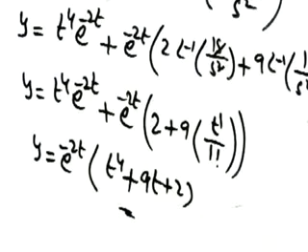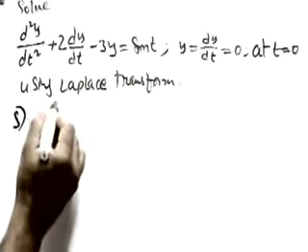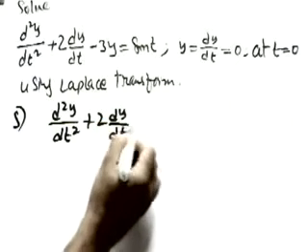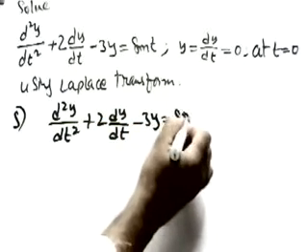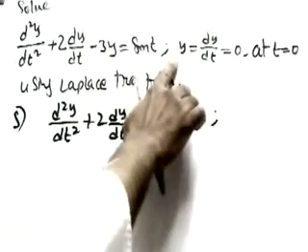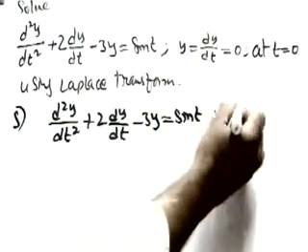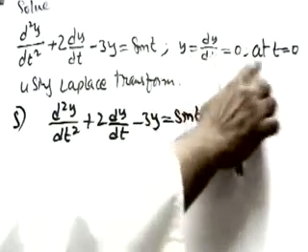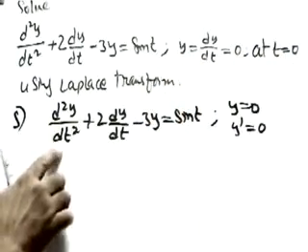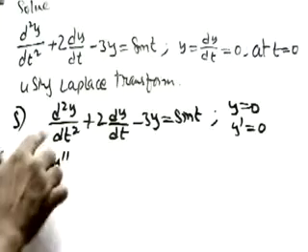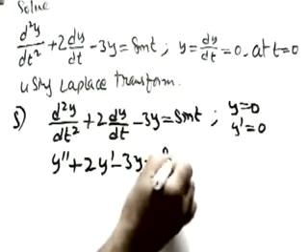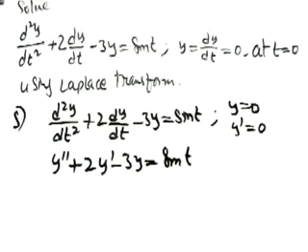So this is the method of solving differential equations using Laplace. Let me do one more question. What is given here? d square y by dt square plus 2 dy by dt minus 3y equals sine t, with y equals 0 and y dash equals 0 at t equals 0. I am noting this as y double dash, the second differentiation, plus 2y dash minus 3y equals sine t.